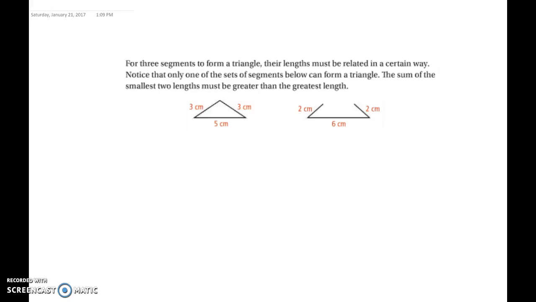For three segments to form a triangle, their lengths must be related in a certain way. In order for three side lengths to form a triangle, the sum of the two smallest lengths must be greater than the third length. Here our two smallest lengths are 3 and 3, and since 3 plus 3 is greater than 5, 6 is greater than 5, this means that this can form a triangle.